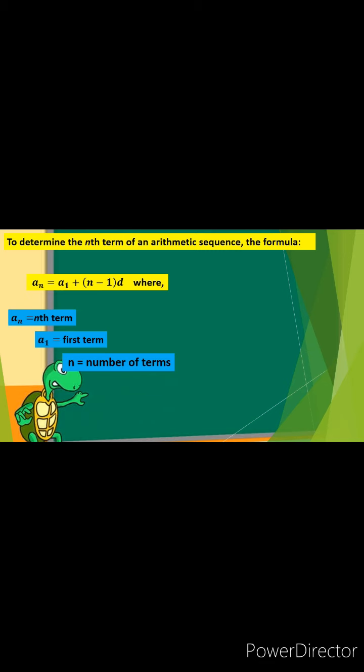To determine the end term of an arithmetic sequence, we use the formula a sub n is equal to a sub 1 plus the quantity n minus 1 times d, where a sub n is the end term, a sub 1 is the first term, n is the number of terms, and d is the common difference.